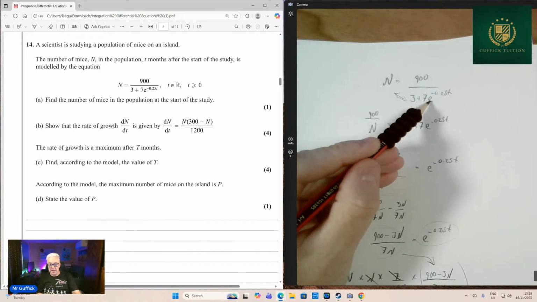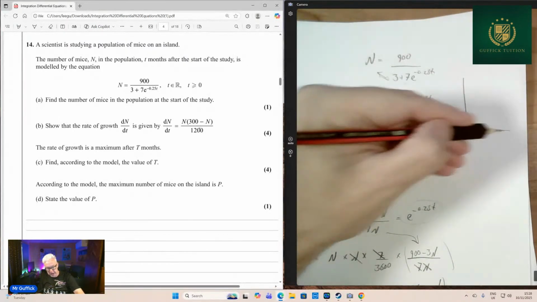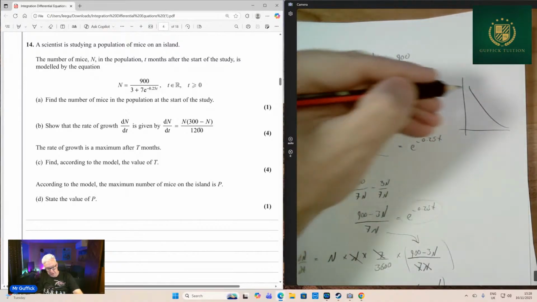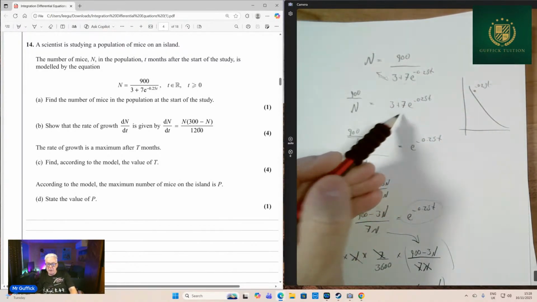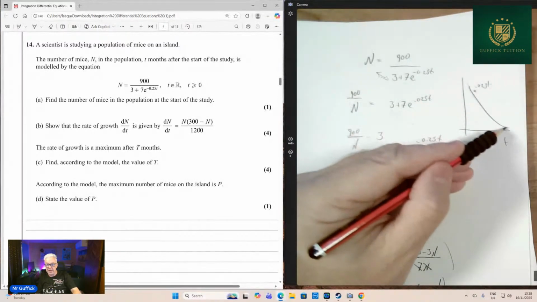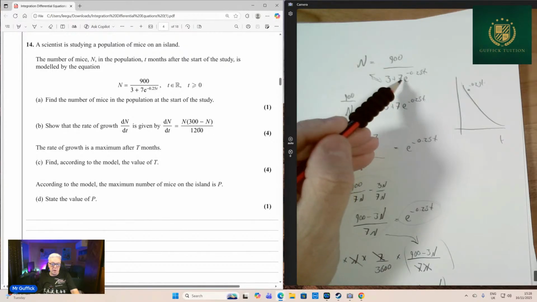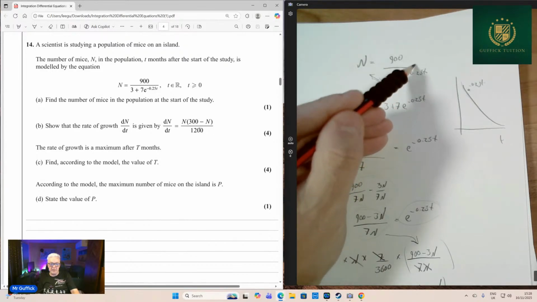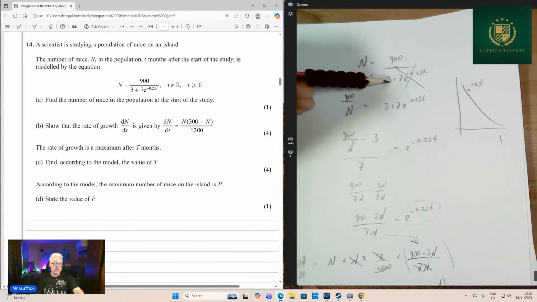Now this e to the minus something is an exponential graph that's a negative exponential. So here is e to the minus 0.25t. And notice that as t gets bigger and bigger, this graph tends to 0. So what that means is that in this equation, as t tends to infinity, that bit completely disappears. And so the equation becomes 900 over 3.